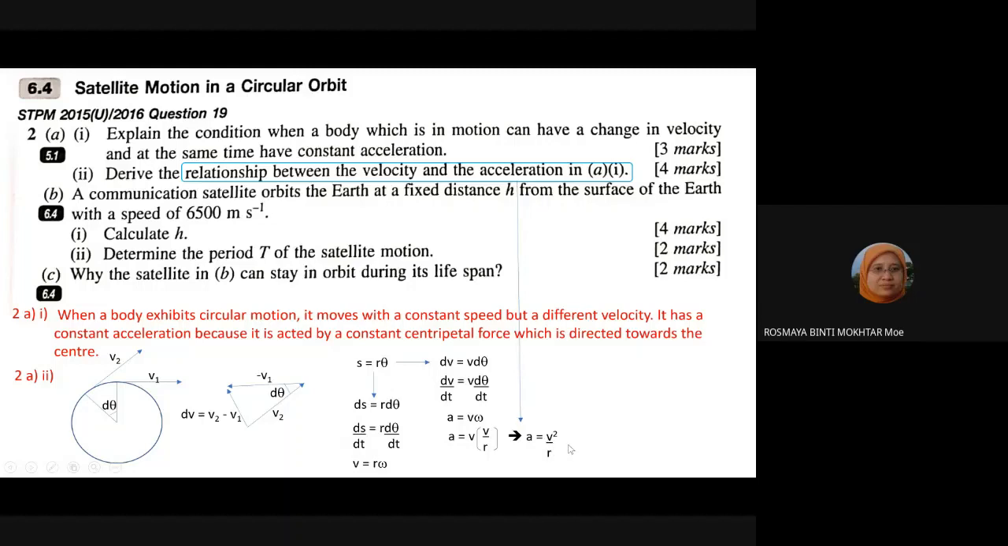Okay, derived already. Any question for this question? 2A2, understand or not? The steps are actually given in the PowerPoint notes, in the circular motion PowerPoint notes. So you can refer there.